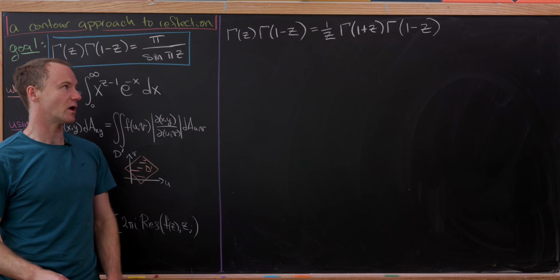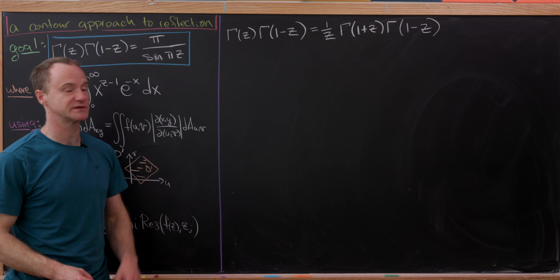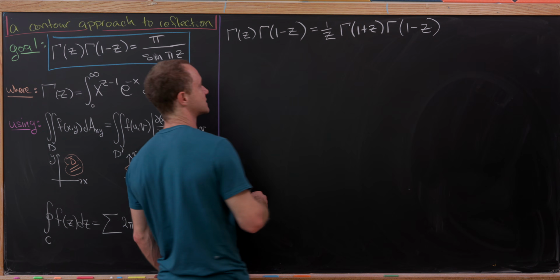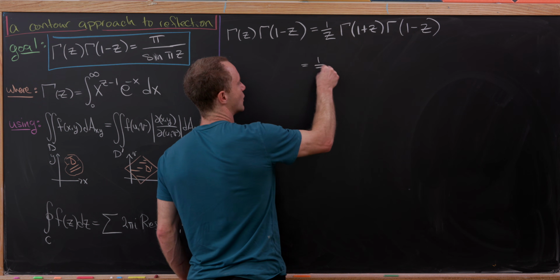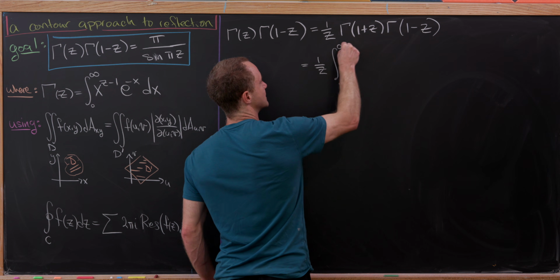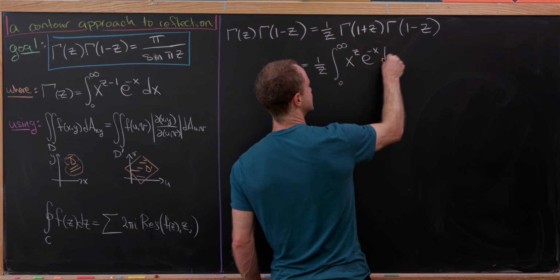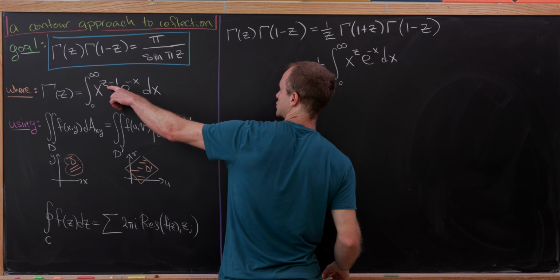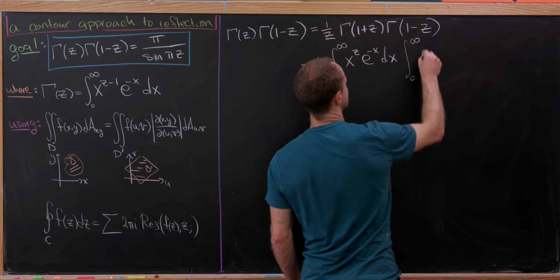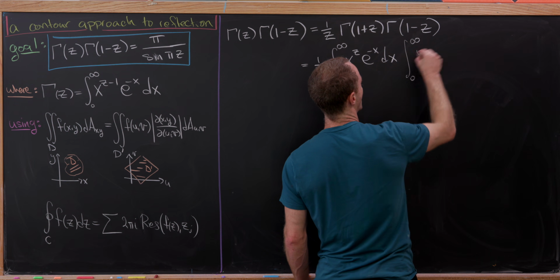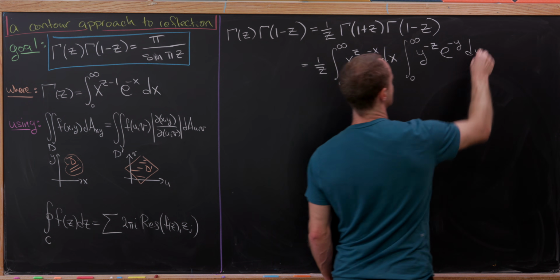Okay, so now we have this thing that looks a little bit more symmetric. 1 over z, gamma 1 plus z, gamma 1 minus z. Now we're going to express both of those gamma functions as integrals. One an x integral and one a y integral. Okay, so this will be 1 over z. We've got the integral from 0 to infinity of x to the z e to the minus x dx, because notice we've got this shift right here. And then likewise, here we'll have the integral from 0 to infinity of y to the minus z e to the minus y dy.